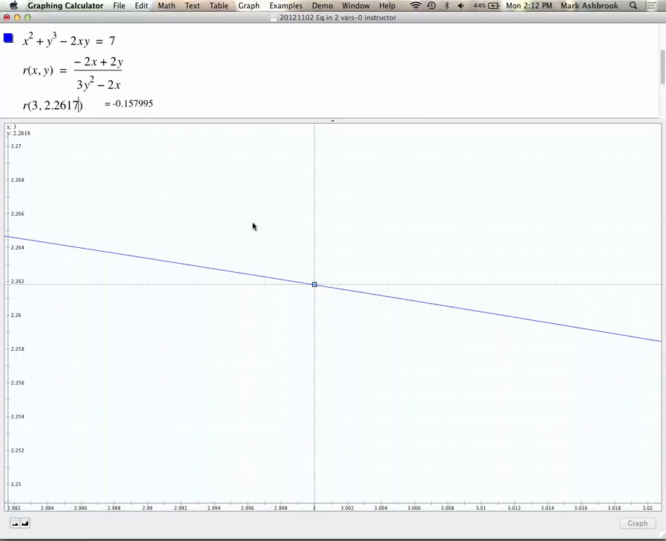Okay, let's do another. What if we wanted the equation of this line? So what was that point? What if I wanted to write the equation of this line that had the same slope as the curve at this point, so that it would be like a tangent line to the curve? How could I do that?